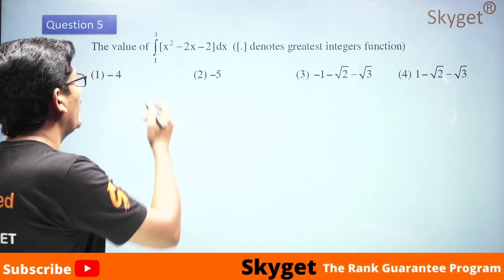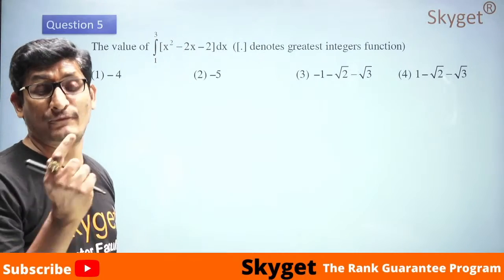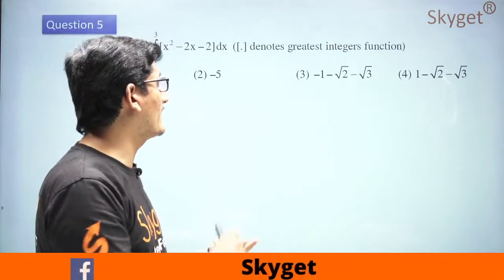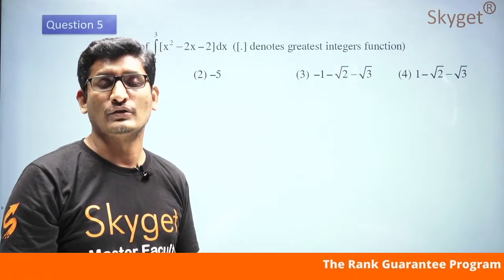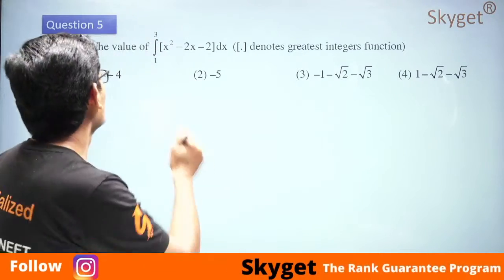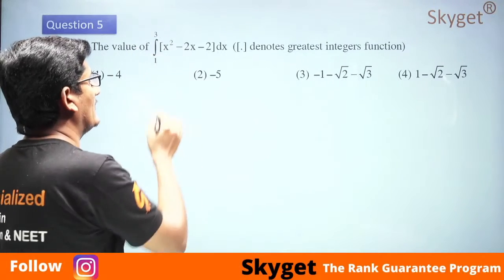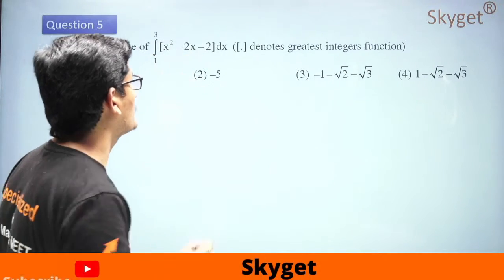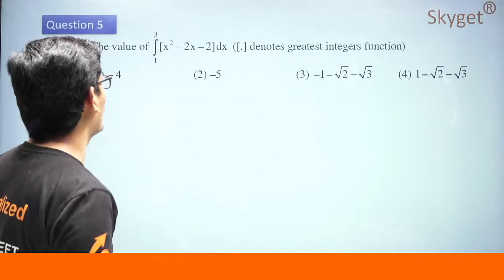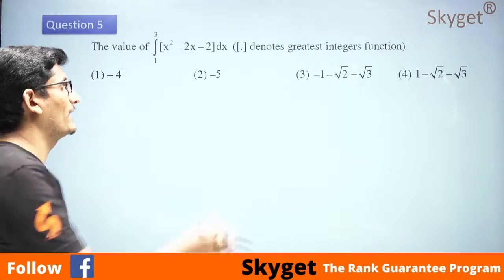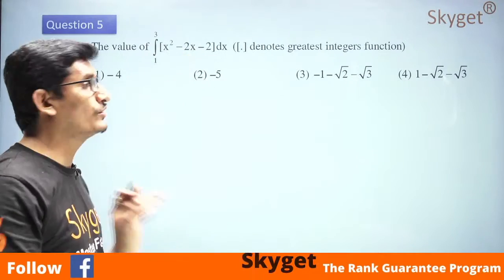Now the value of the integration from 1 to 3, again definite integration. This is the second problem, and areas also. So total 3 problems came. So the value of integration from 1 to 3 of x square minus 2x minus 2 dx. This is the greatest integer function. So what you have to find here? This value. Greatest integer function is given, students, don't forget.